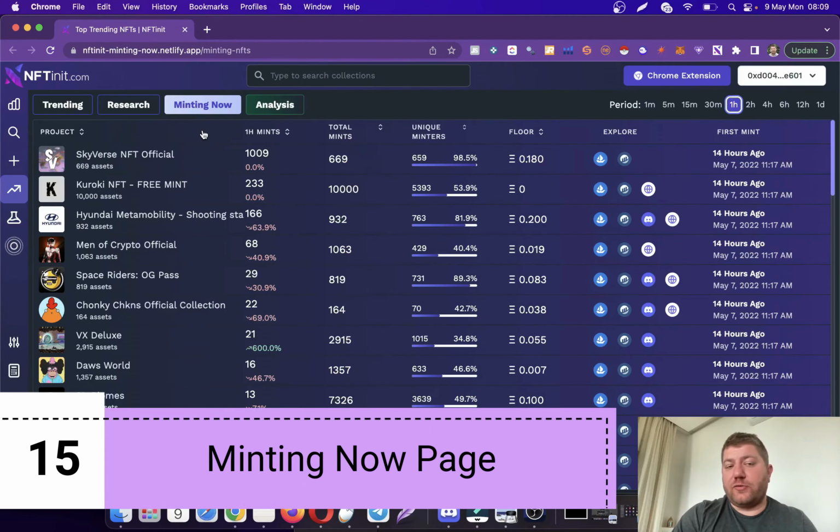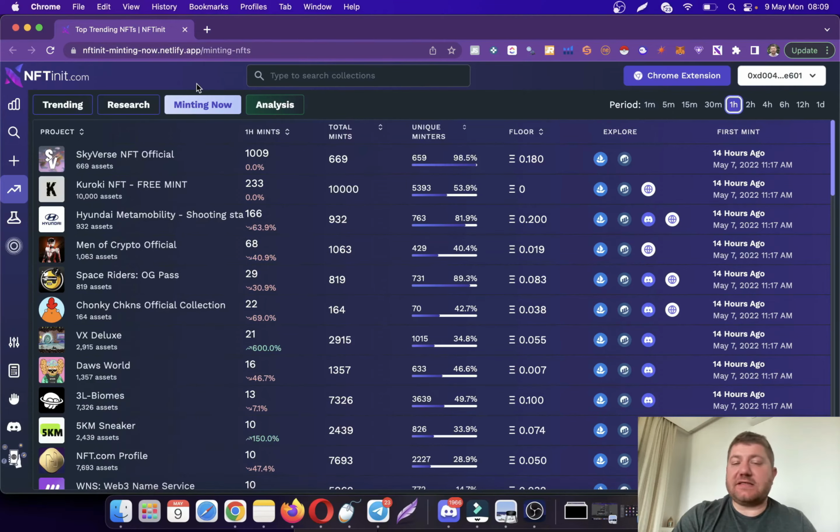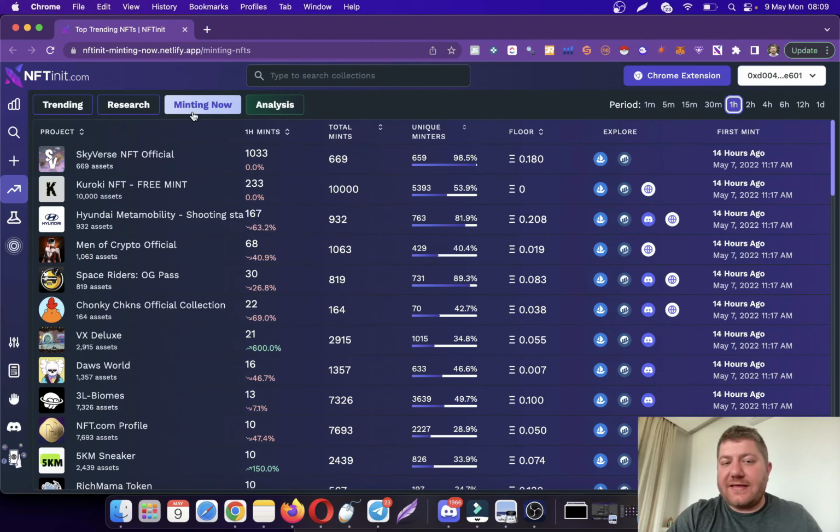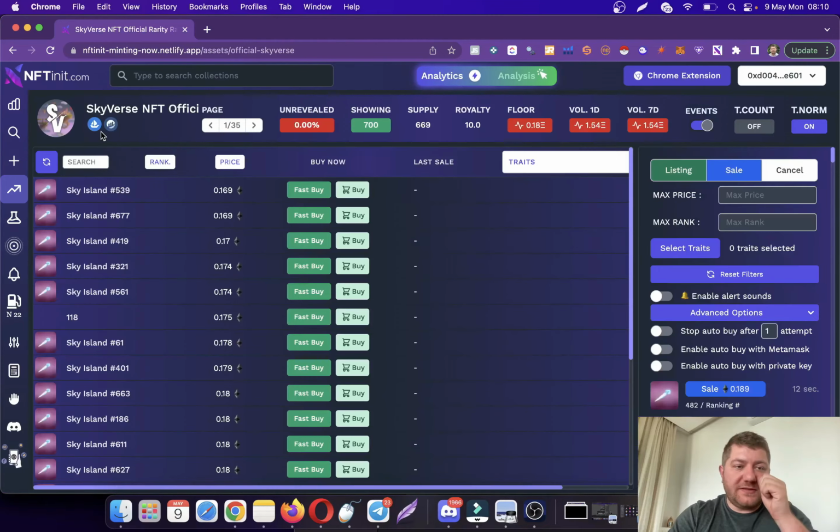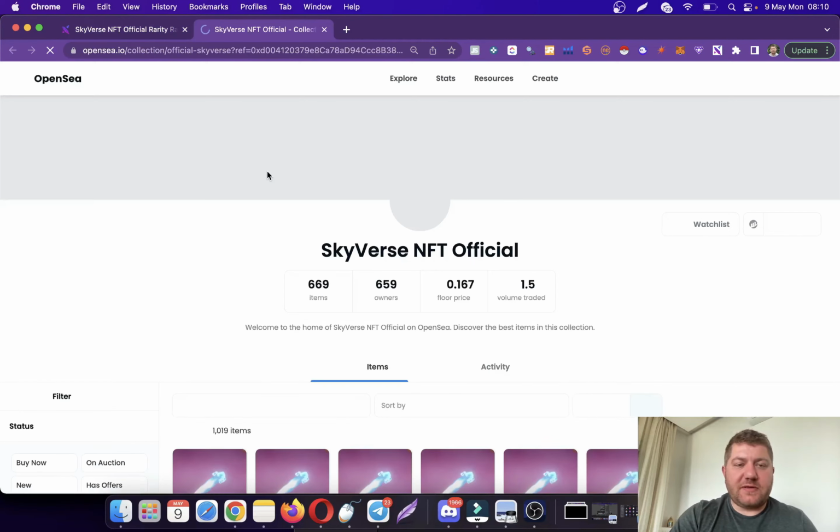In this video, we are going to be talking about the minting now page. In this page, the system shows you the ongoing mints in the NFT world. So I'm just going to explain very briefly what minting is. Minting is, actually let me show you on OpenSea. It's going to be more explanatory.